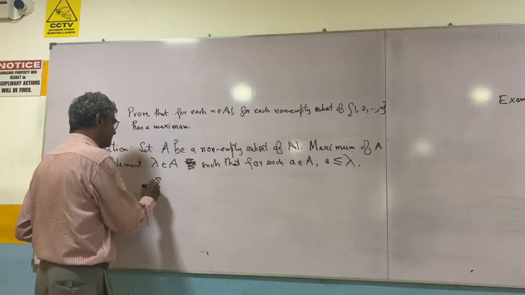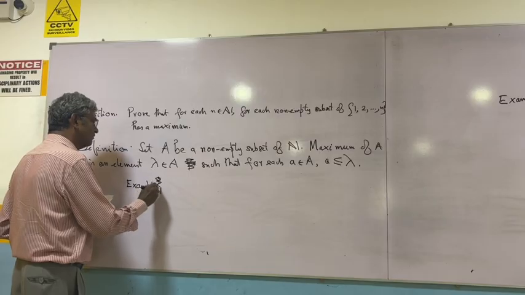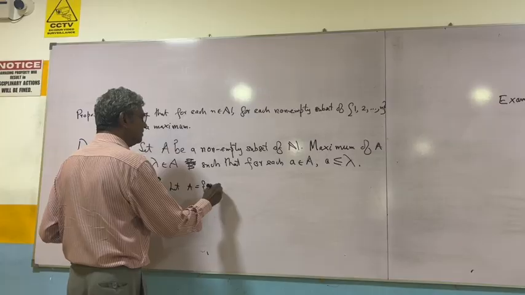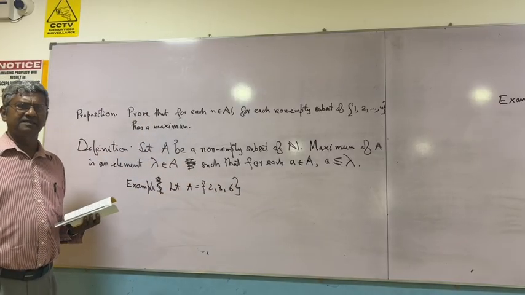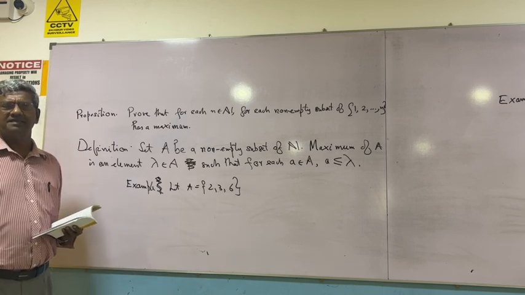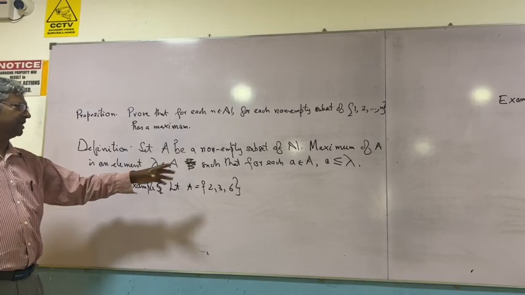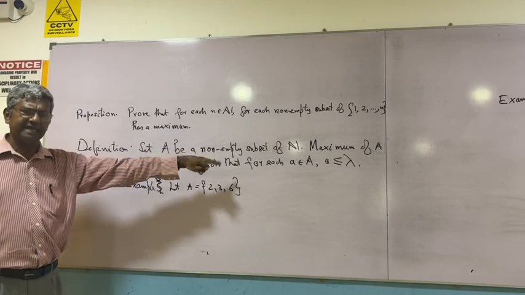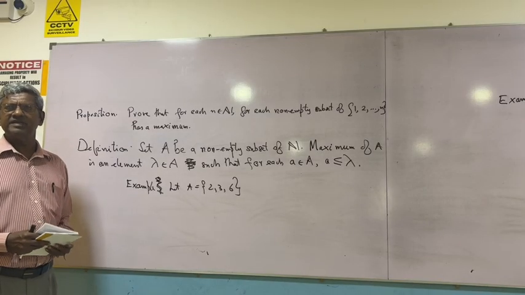Maximum is, for instance, see the example. Let capital A equal, say for instance, {2, 3, 6}. What is the maximum of this set? Maximum of capital A is what? 6. So that's what I am saying here. Maximum must be a member of the set, but it must be greater than or equal to any number in the set. That is the meaning of maximum.